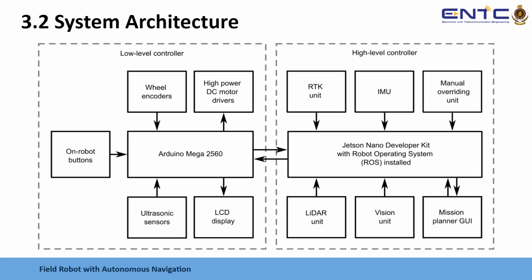And in the low-level controller, we have only focused on the motor driving part, and also the LCD display, robot buttons, and ultrasonic sensor have been connected to the secondary controller. For the secondary controller, we have used an Arduino Mega. In the robot driving functions, we have connected high power DC motor drivers. Those drivers will control two motors in differential drive.